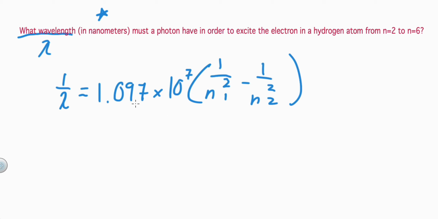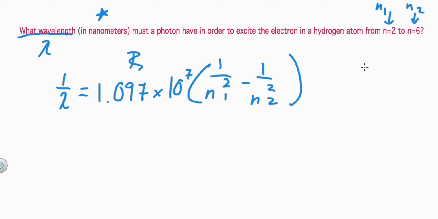Now we have to plug everything in, because this is a constant, so we should already know this, and that's what we're solving for. So we just really have to plug in the first n term and the second n term. And this is super important to remember as well. The first term should always be the smaller number, so that should always be n1. And the biggest number should always be n2.